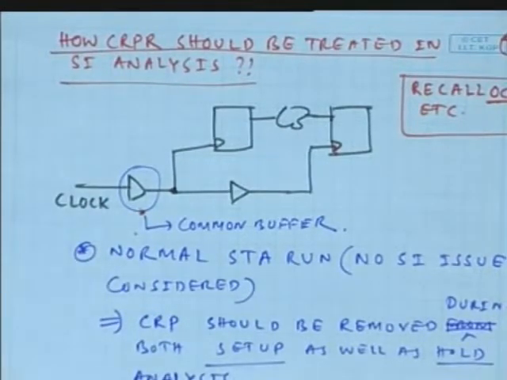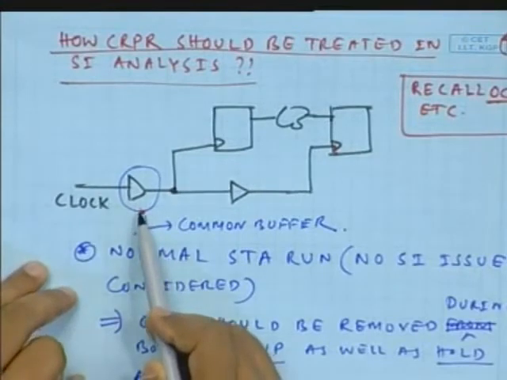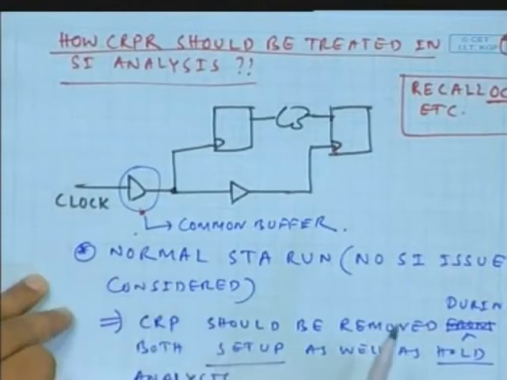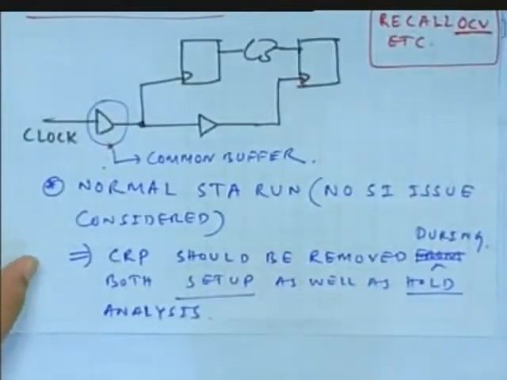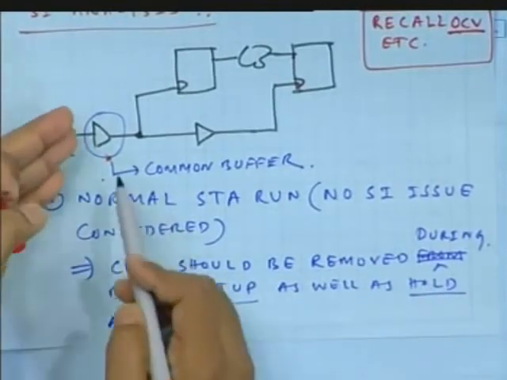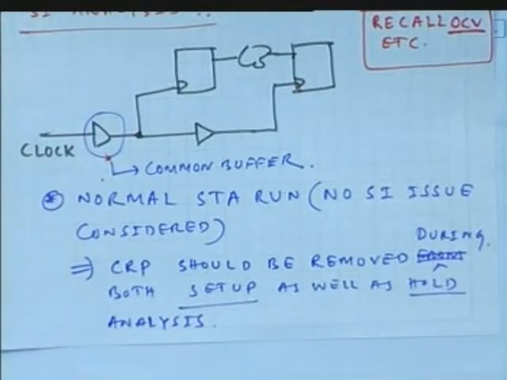This CRP was removed during setup as well as hold analysis earlier, when I was doing the STA analysis without SI effects. Now I am incorporating the SI effects. So whether I should remove the CRP or not? That is my question. Can you answer me from your common sense? Definitely the answer is no. Otherwise, why would I be asking?